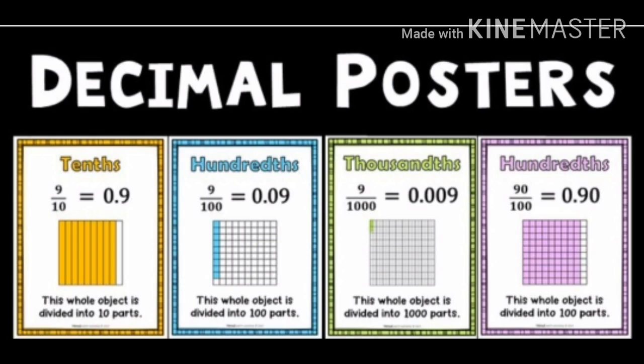In the denominator there is only one zero. So you count the number of digits in the numerator, that was 9, one digit, and then you place the decimal point after that. And if we see the very last example, in the decimal poster there is 90/100, two digits in the numerator 90 and two zeros in the denominator. We counted the two digits in the numerator and then we place the decimal point.